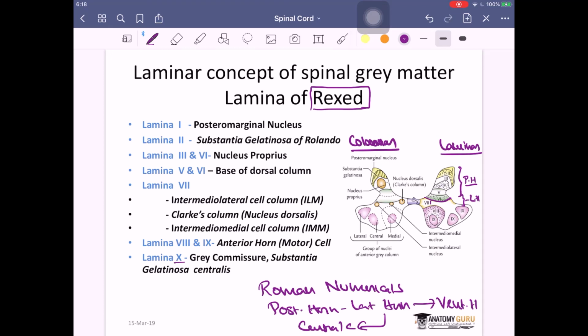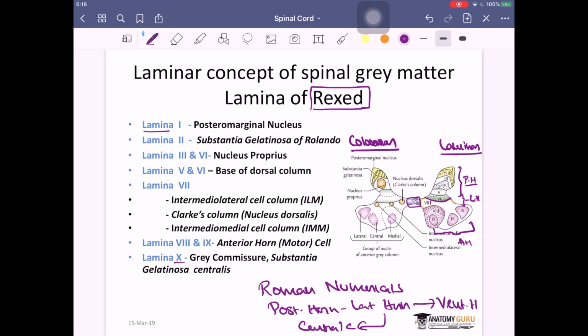Part of 7 and 8 are your lateral horn, and then only 7 is in the lateral horn, then 8 and 9. If you see here, 8 and 9 are your anterior horn, and 10 is around your central canal. So this is the arrangement being given.